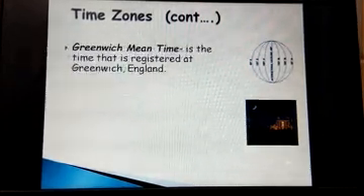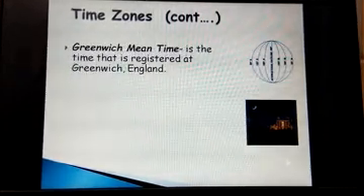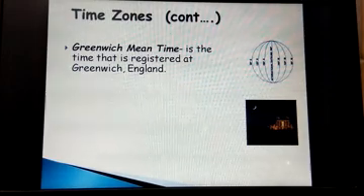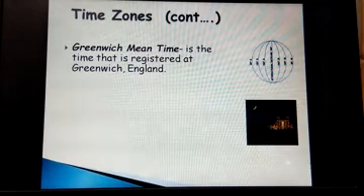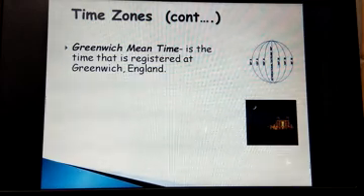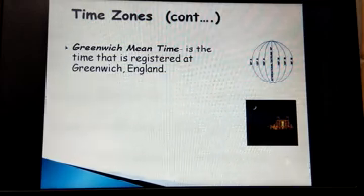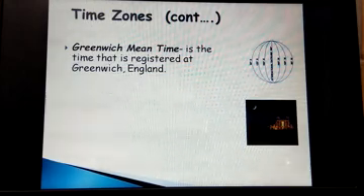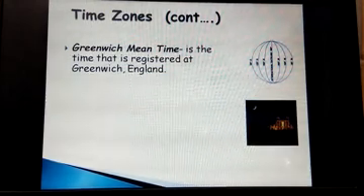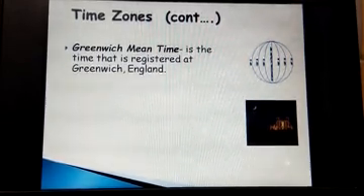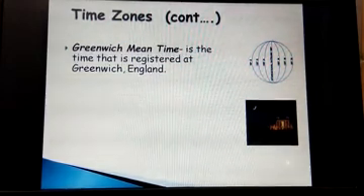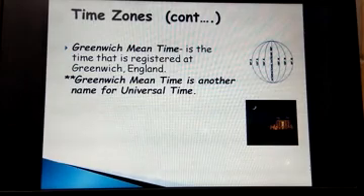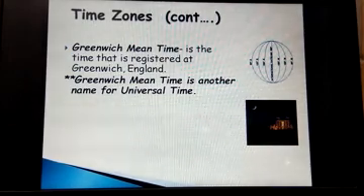All right. Greenwich time is the time registered at Greenwich, which is 0 degree. Suppose it is 12 noon there, what is the time in India? It is 5:30. All right, we are 5.5 hours extra. So if it is noon there, here it is evening. If it is evening there, here it is night. If it is night there, here it is morning. So this type of difference is there. 5.5 hours. Greenwich Mean Time is another name for universal time.